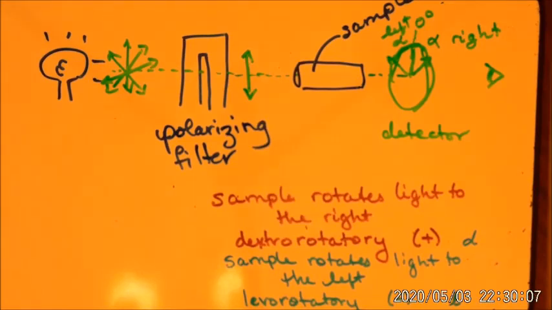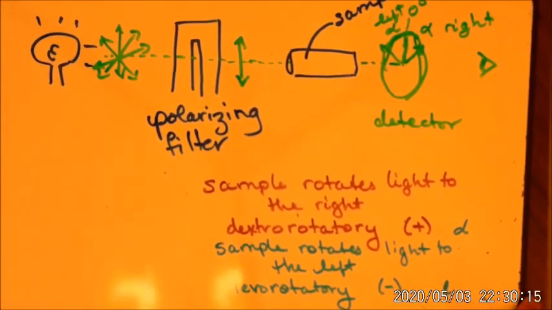But in either case, remember, when you have a value for this, it means that your sample is optically active. Alright? Okay, so now let's take a break and start talking about color, magnetism, and crystal field theory.